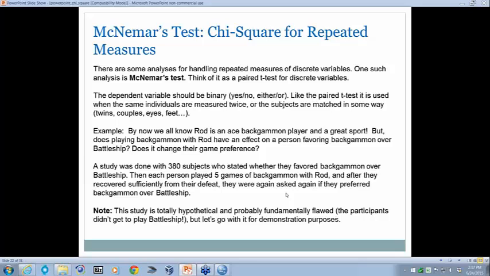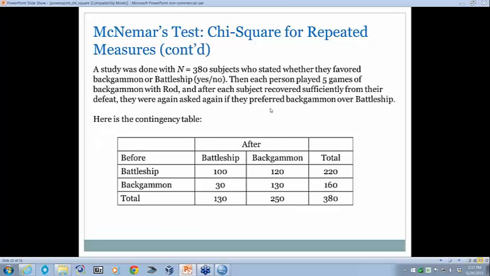The study's totally hypothetical, probably fundamentally flawed because the participants didn't get to play Battleship, right? They just got to play one game, and they only got to play with one person. But we're going to go with this for demonstration purposes. Okay, so there's the information again. Here's our contingency table. Now notice it looks a little bit different because on this side, the rows are going to be before and the columns are going to be after. That's our repeated measures, okay? So before, we had people that went from before to after. It's a little bit more complicated.